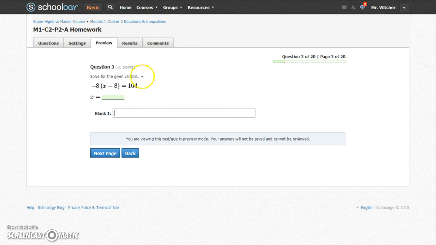Here's question 3. I'm going to go ahead and start off by dividing by negative 8. So I have my original equation, negative 8 times x minus 8 equals 104. And I begin by dividing by negative 8. I can't do the subtraction yet because it's in parentheses. And when we do PEMDAS backwards, we do order of operations backwards, the parentheses come last. So negative 8 divided by 8 is 1. That's an identity. That's what we wanted. X minus 8 equals negative 8 into 104. We know that will be a negative number.